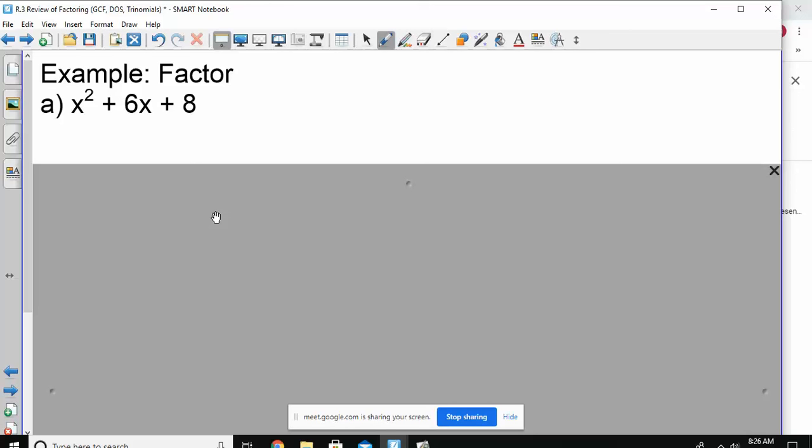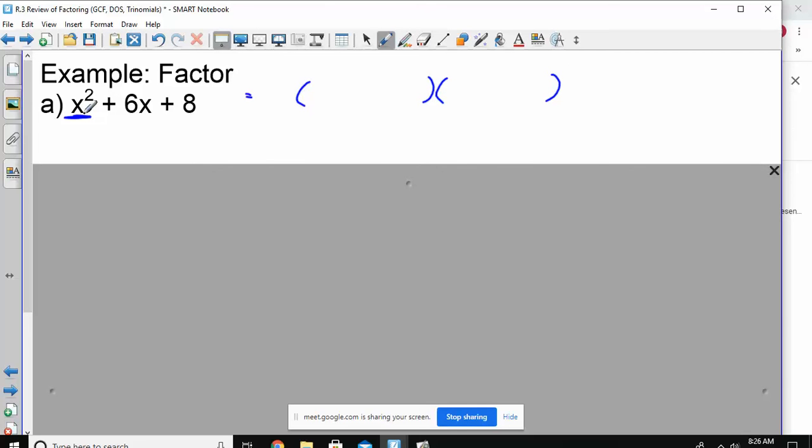Maybe. Let me show you and then you'll tell me if you've seen it. Okay. So this is a problem that we could actually factor without drawing the box. You can certainly draw the box, but just to save us some time, as long as you have a 1x squared, you can do this shortcut. We don't do the box. I'm going to go straight to my two parentheses.